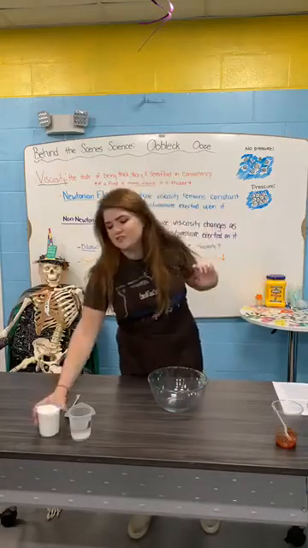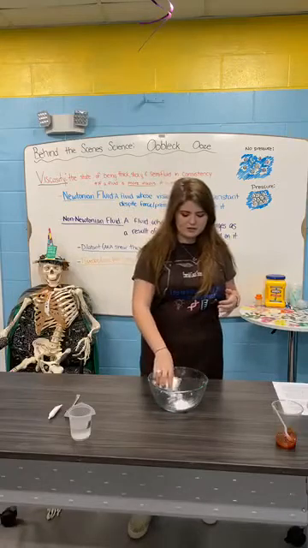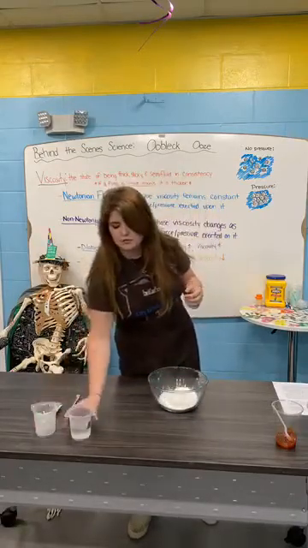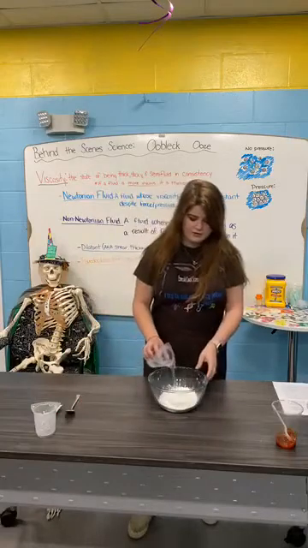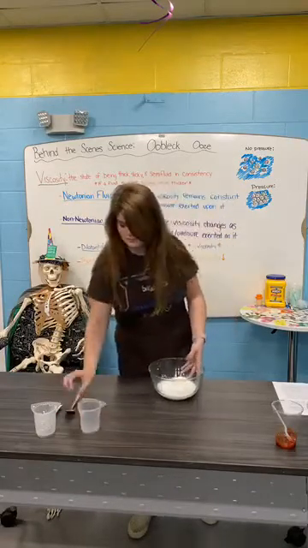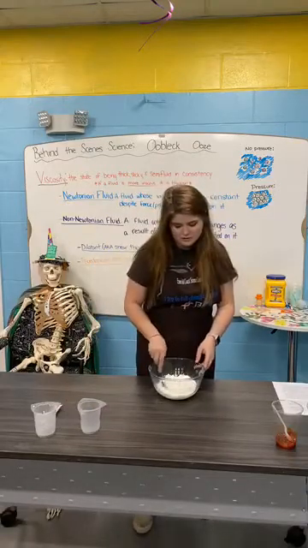So I already have these pre-measured out. So this is 1 cup of cornstarch. I'm just going to go ahead and pour on in here. And then I'm going to go ahead and pour my 1/2 cup of water. So I'm going to mix those together and just stir them a little bit.